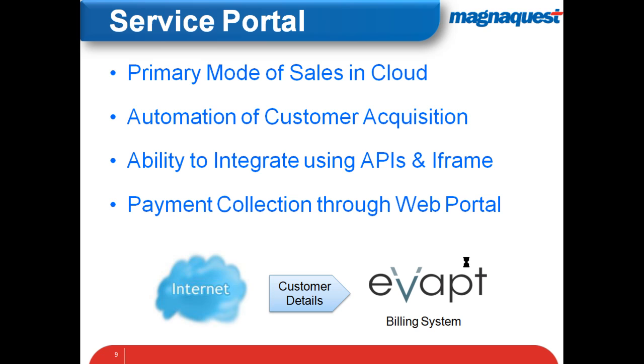The next important component of your ecosystem is a service portal. I would say this is the primary mode of sales in cloud, where your customer probably comes over to your service portal, registers himself, and puts in his details. And you can also do that for him. Your help desk agents can also do that for him. By having a service portal in place, you are actually automating the customer acquisition process, and you are able to integrate your service portal using APIs and iframe. And most importantly, you are able to help your customers make payments online through a web portal, which is very simple for him to understand, and your customer will be able to make payment through the service portal.